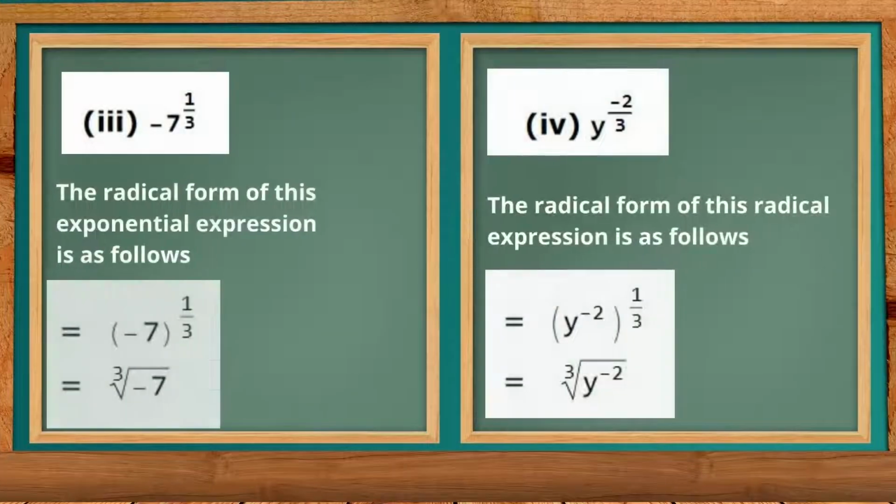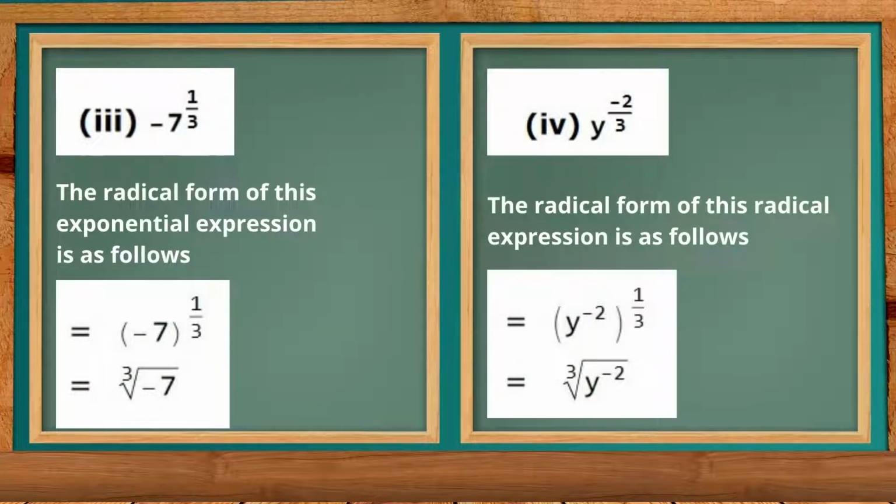Question number 3 is minus 7 to the power 1 over 3. Here we have to convert this exponential form into the radical form. So the radical form of this exponential expression would be the cube root of minus 7.